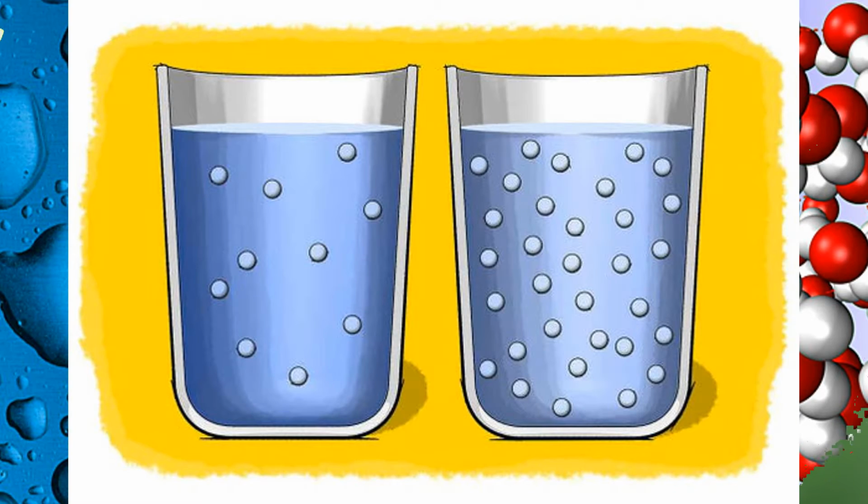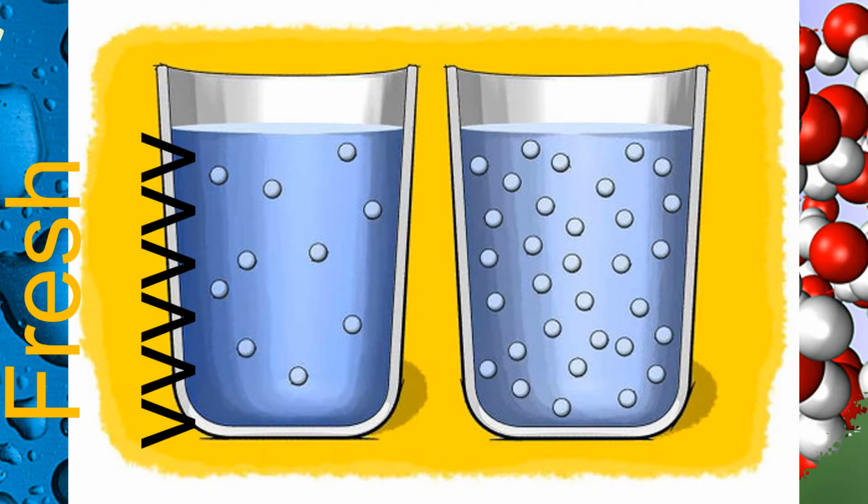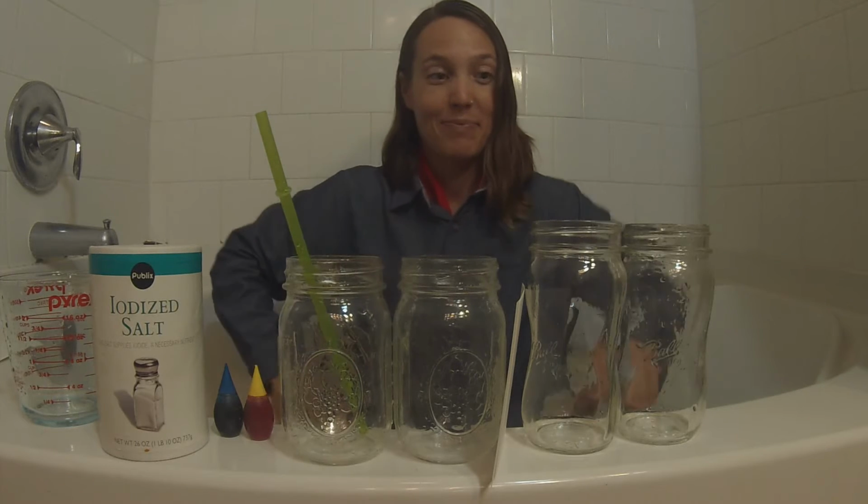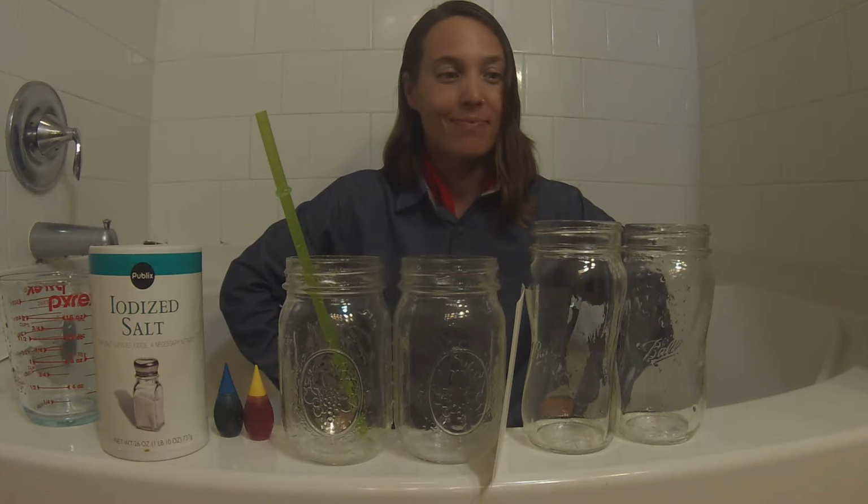Fresh water is less dense than salt water because there's salt also in salt water. So in theory, fresh water should float on top of salt water. Let's find out if that's true. For this experiment, I'm in my bathtub because I might spill something.